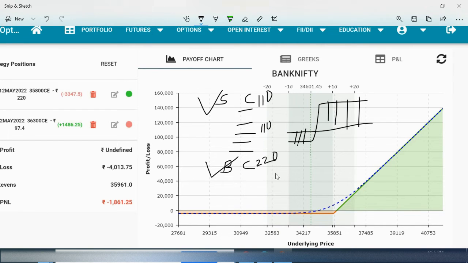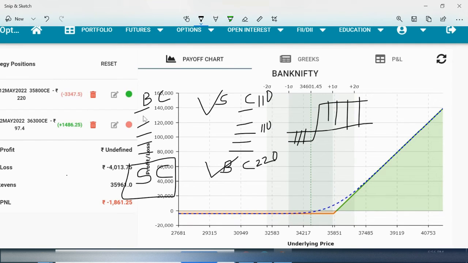What is a call credit spread? You sell one call, and then you go 5 strikes up OTM, and then you buy one call. Simple, right? It's the reverse of this. In a debit spread, you buy one call and then you sell one call, going 5 strikes OTM. In a credit spread, you sell one call, you go 5 strikes up, and then you buy one call.